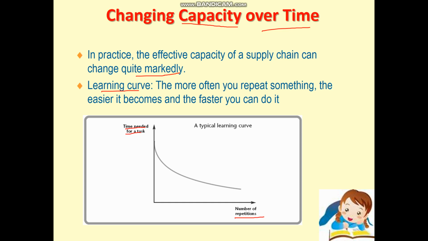For example, the cashier in the supermarket, maybe in the first few weeks, takes like 5 minutes to serve one customer. But if they work there for a month, maybe it only takes them 3 minutes to serve a customer. And if they work there for 1 year, maybe it just takes them 1 or 2 minutes to serve a customer. So the longer you do the job, the faster and more fluently you can finish that job.